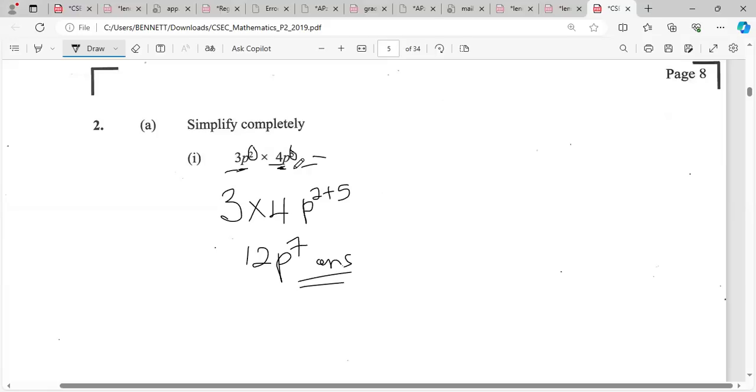In the multiple choice, they will give you like 12p^10, and students will be tempted to choose this option. But remember, we add the powers.